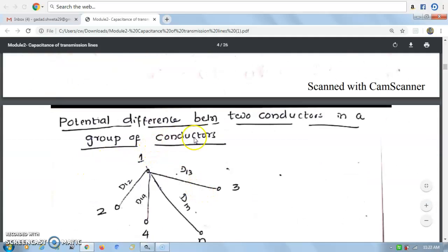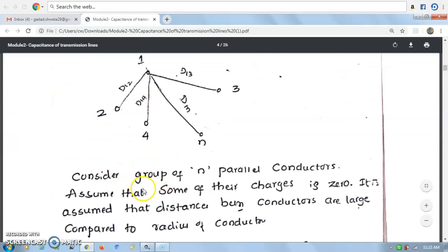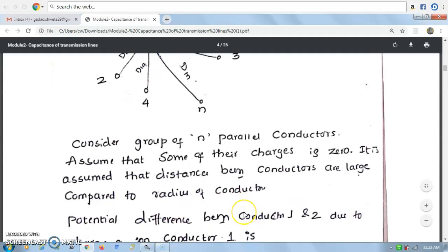Next, the potential difference between two conductors in a group of conductors. Before, we have taken only two conductors. For more than two conductors, that is n number of conductors, how do we write the potential difference? Consider a group of n parallel conductors. Assume that the sum of the charges is 0. It is assumed that the distances between conductors are large compared to the radius of the conductor.